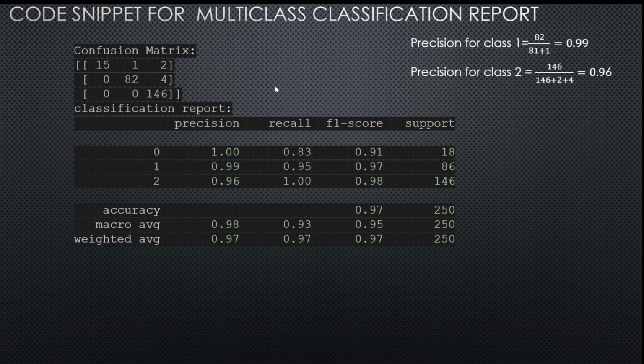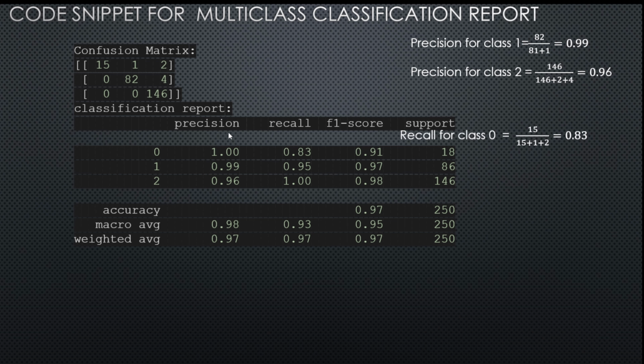Let's take another one. You see the third one, this one, which is 96. How is it coming? 146 is the TP. These diagonal values are all positive. 146 plus these are false positive, 2 plus 6, and you will get to this number.